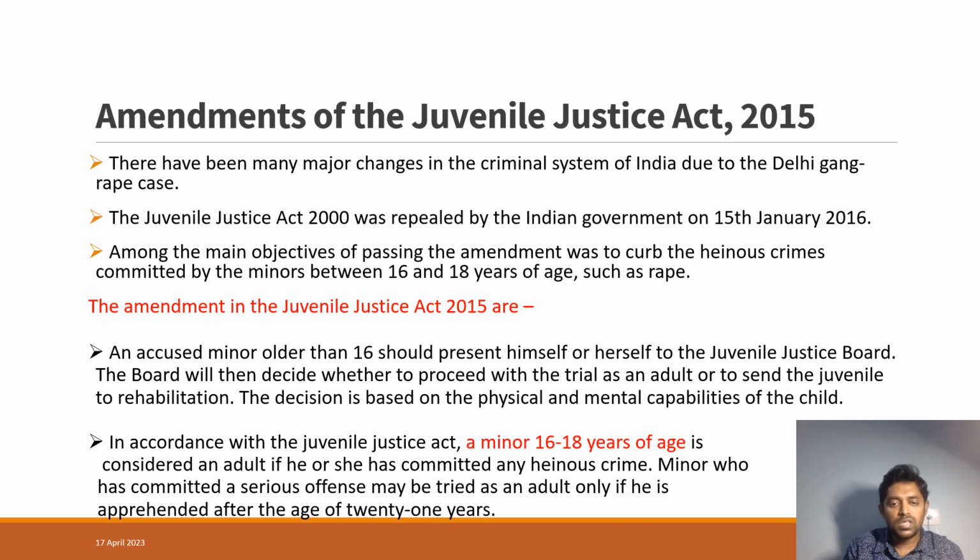Under the amendment of the Juvenile Justice Act 2015, an accused minor older than 16 should present himself or herself to the Juvenile Justice Board. The board will then decide whether to proceed with the trial as an adult or to send the juvenile to rehabilitation. The decision is based on the physical and mental capabilities of the child. In accordance with the Juvenile Justice Act, a minor 16 to 18 years of age is considered an adult if he or she has committed any heinous crime. A minor who has committed a serious offense may be tried as an adult only if he is apprehended after the age of 21 years.